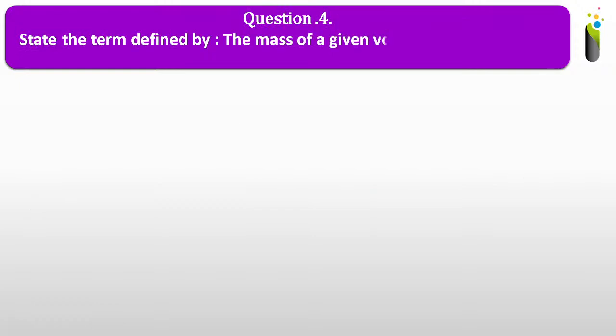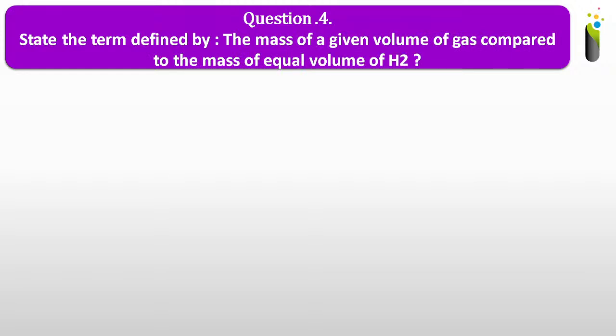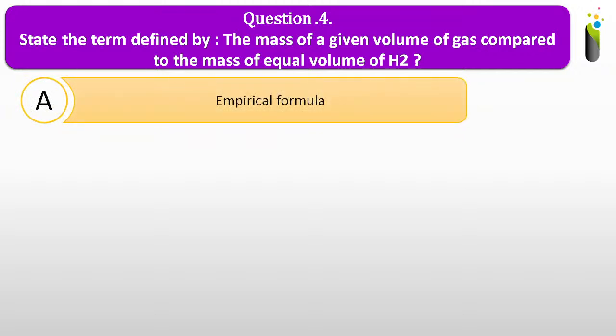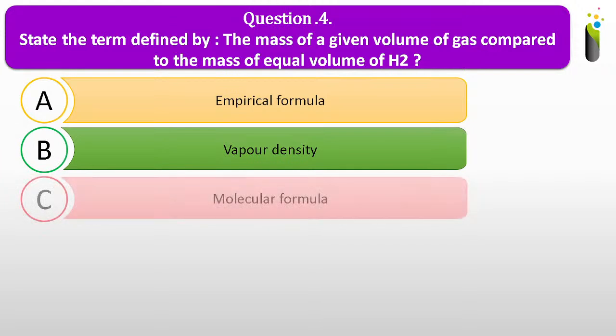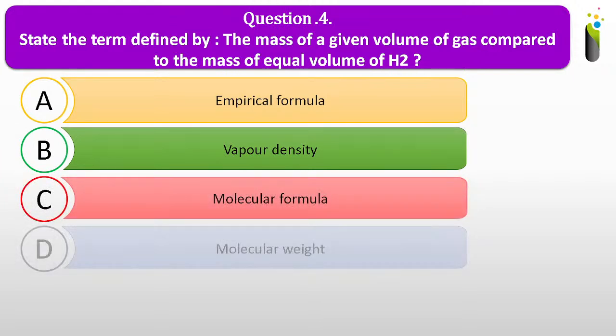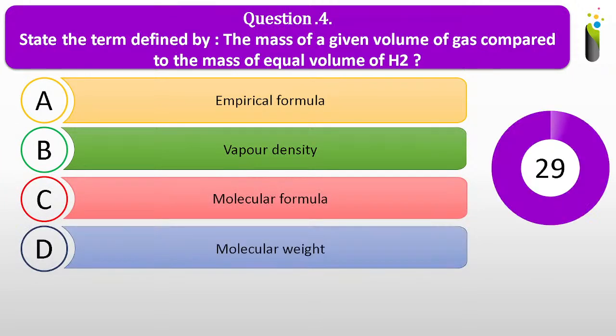State the term defined by the mass of a given volume of gas compared to the mass of equal volume of hydrogen. A. Empirical formula. B. Vapor density. C. Molecular formula. D. Molecular weight. So which is the term that is defined as the mass of a given volume of gas compared to the mass of equal volume of hydrogen? Answer me for question number 4.